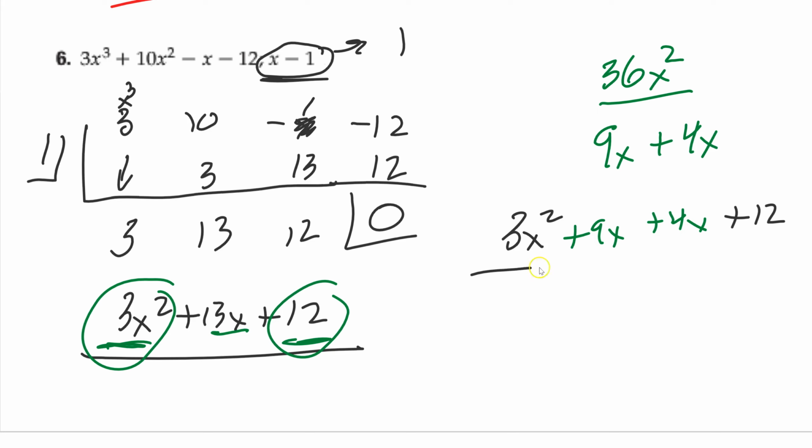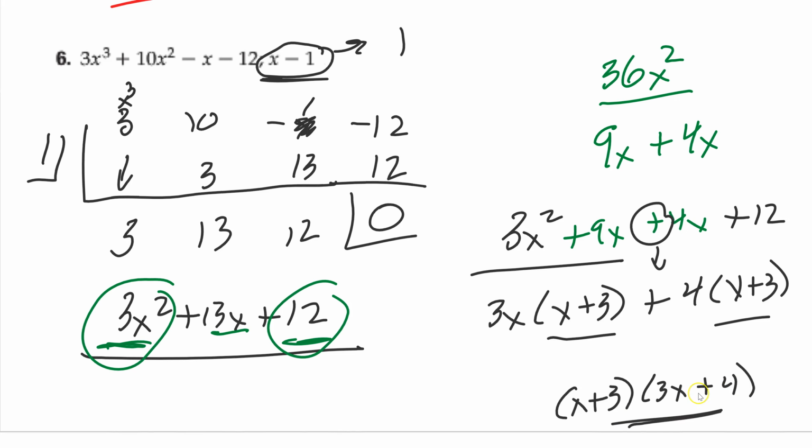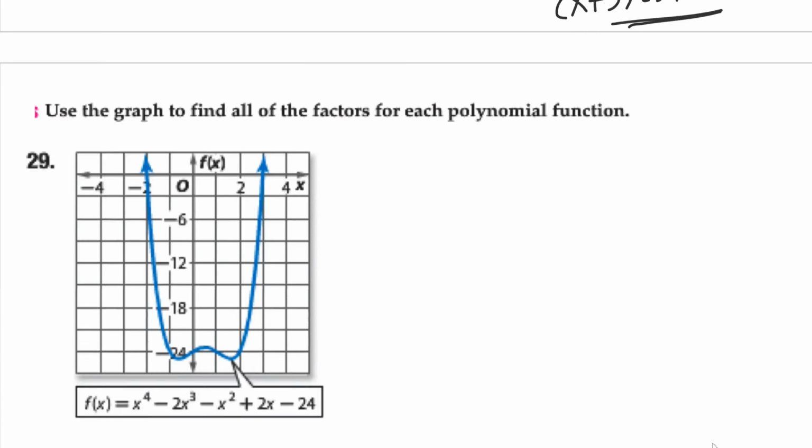And we just factor by grouping. These have a 3x in common: x plus 3. Always bring down the middle sign. These have a 4 in common: x plus 3. These match. So it's x plus 3 times 3x plus 4. There we go. So next, let's talk about what that means on the graph.